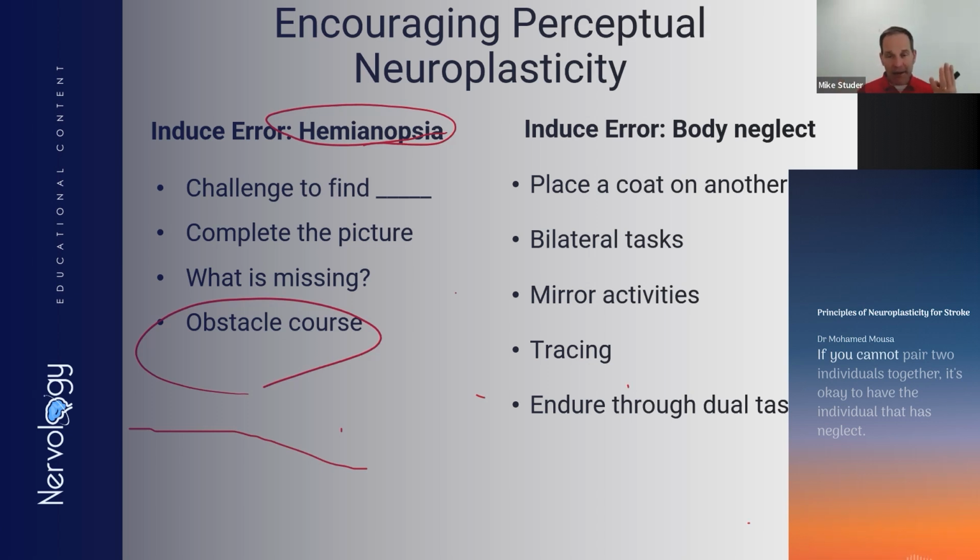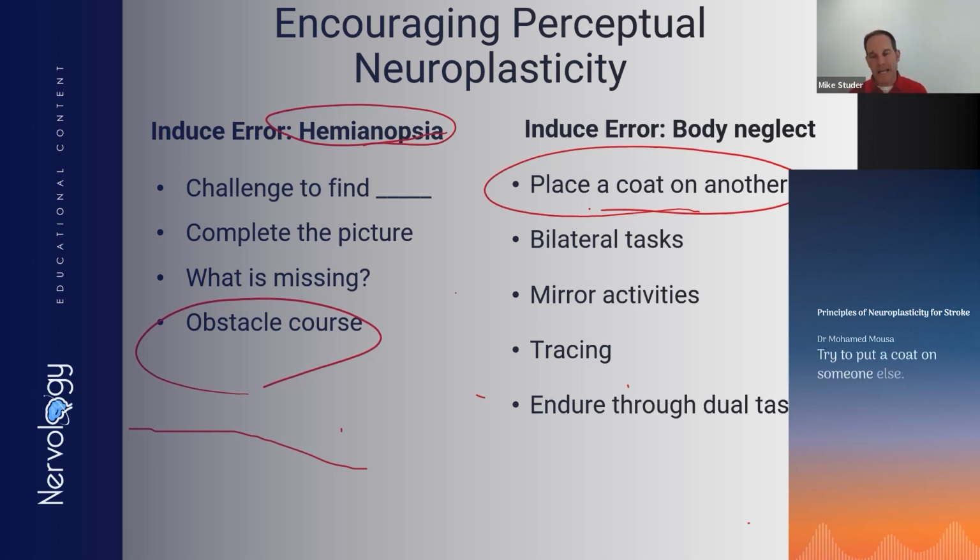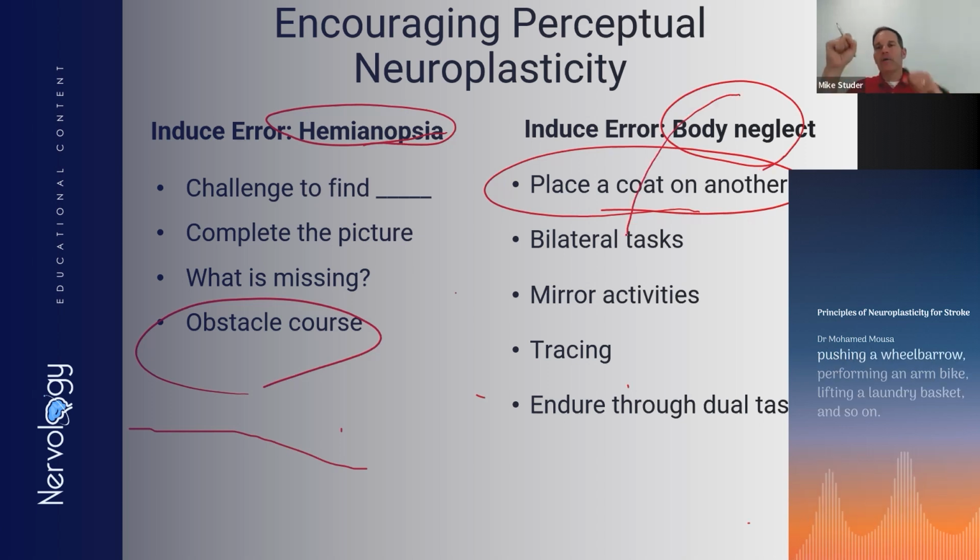If you cannot pair two individuals together, it's okay to have the individual that has neglect try to put a coat on someone else. Also, body neglect is restored through bilateral tasks, pushing a wheelbarrow, performing an arm bike, lifting a laundry basket, and so on.